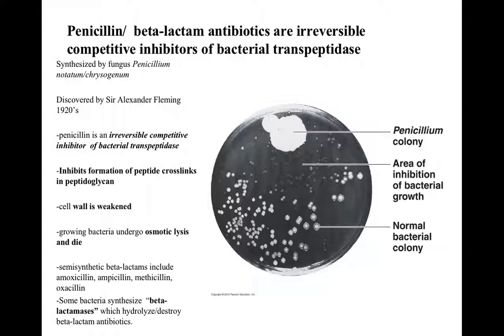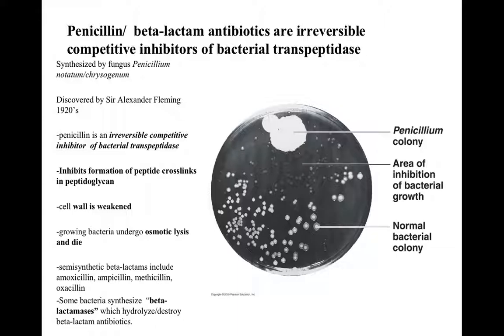So penicillin is an irreversible competitive inhibitor of bacterial transpeptidase. Once a penicillin binds to the active site of the bacterial transpeptidase, it forms covalent bonds. It's never leaving. And that means the bacterial transpeptidase is permanently turned off. It can't help form those peptide crosslinks in peptidoglycan. And as a result, the cell wall weakens. And if the cell is growing in a hypoosmotic environment, the cell dies from osmotic lysis, which is what we want to do, right? If the bacterium is causing harm in our patient.